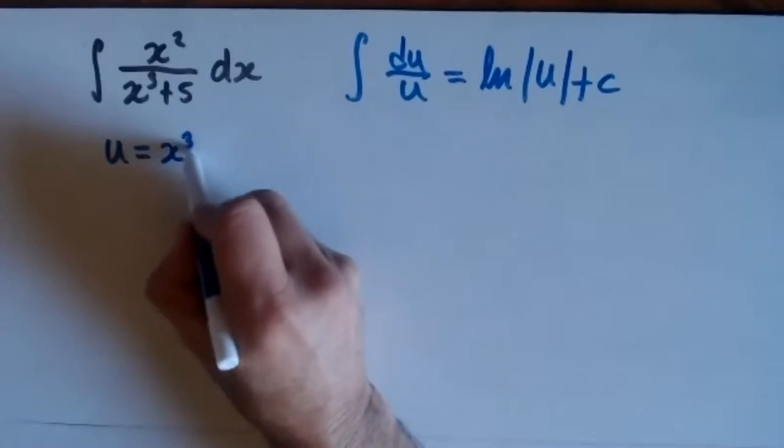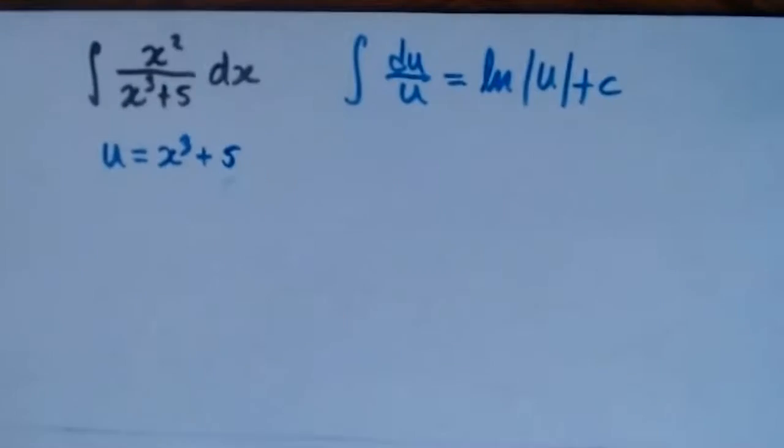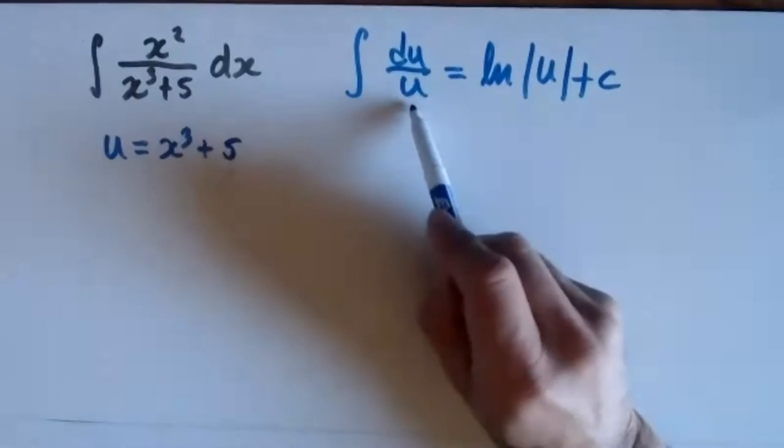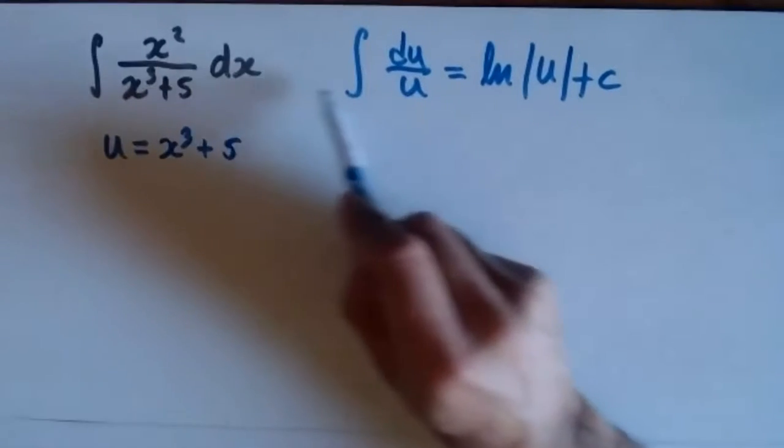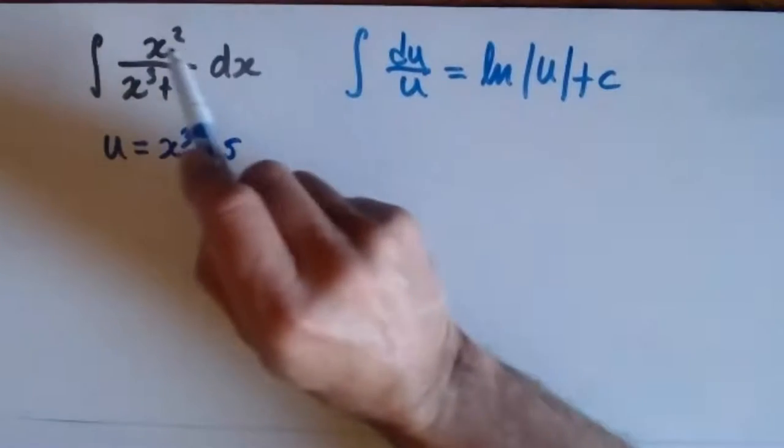X cubed plus 5, correct? Okay. Now, I match this expression here. This is the bottom expression, so I use the u, correct? Bottom with bottom. Now, I have to match these two with the du.